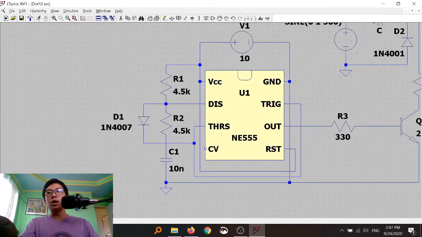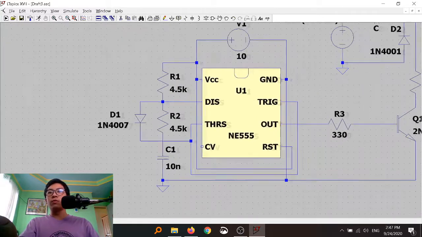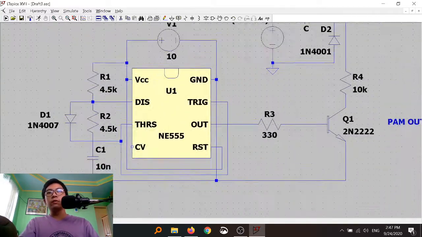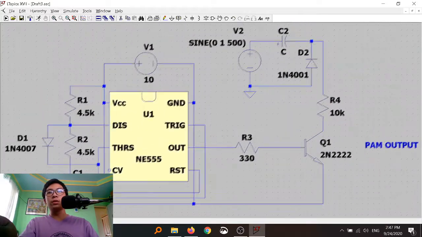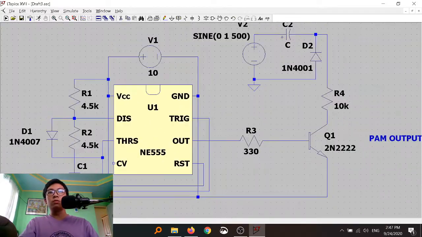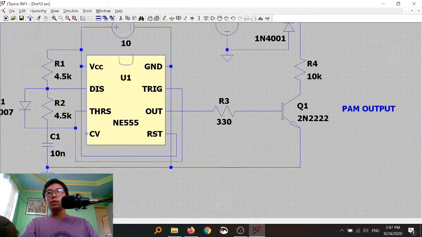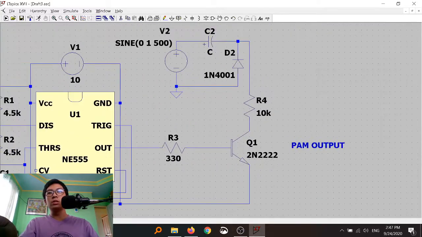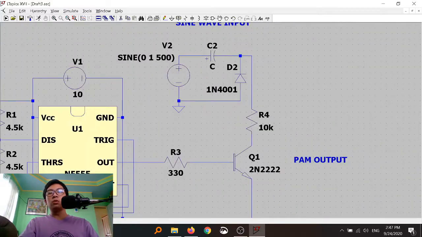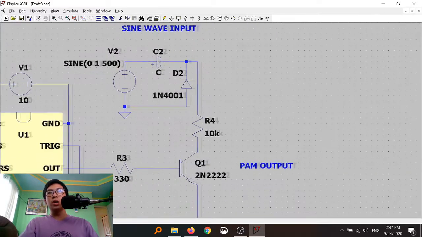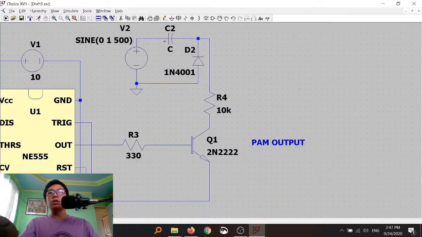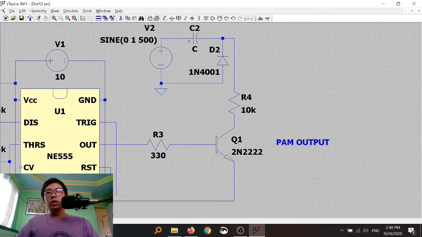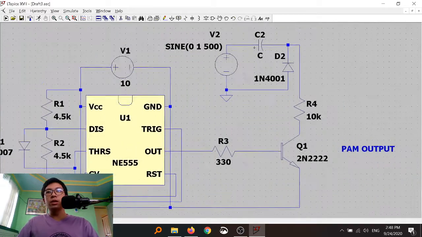We used the 1N4007 diode for the high frequency of the digital wave that we are going to use. And so here is the output for this timer. So this digital wave and this sine wave are combined here to be pulse amplitude modulated. So we can clearly see that when we simulate that.